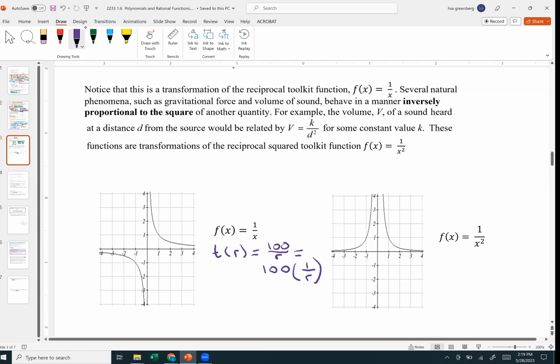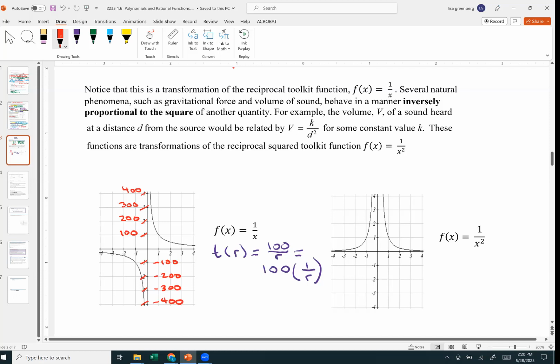So if I were to take this graph that I see right here, without doing a lot of work, I can change this to 100, this to 200, this to 300, this to 400, and the graph would look exactly the same. This would be negative 100, negative 200, negative 300, and negative 400.